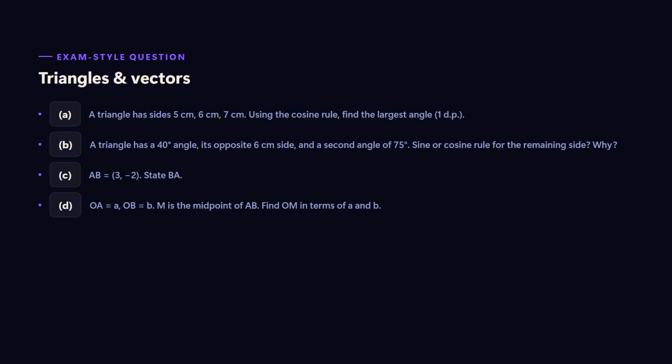Part C, vector AB equals the column vector 3, negative 2. State vector BA. Part D, OA equals vector A and OB equals vector B. M is the midpoint of AB. Find OM in terms of A and B.